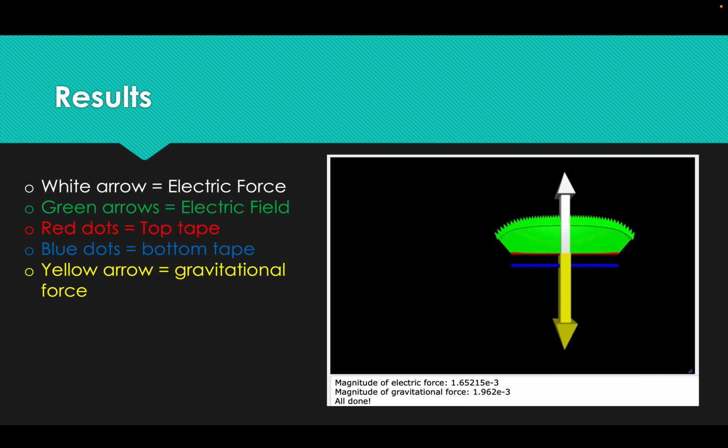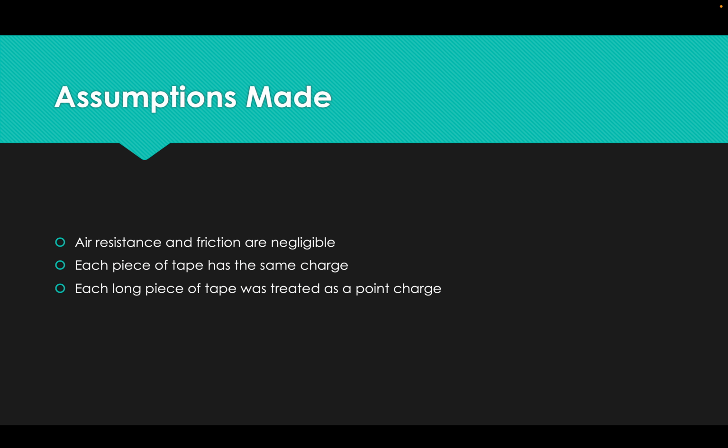So here are the results of the computational model. The white arrow is the electric force, the green arrows were the electric field, the red dots represent the top tape, the blue dots represent the bottom tape, and the yellow arrow represents the gravitational force. As we can see below that diagram, it shows the computationally calculated magnitude of electric force and magnitude of gravitational force. So some of the assumptions made were that air resistance and friction were negligible, that each piece of tape has the same charge, and also that each long piece of tape was treated as a point charge.